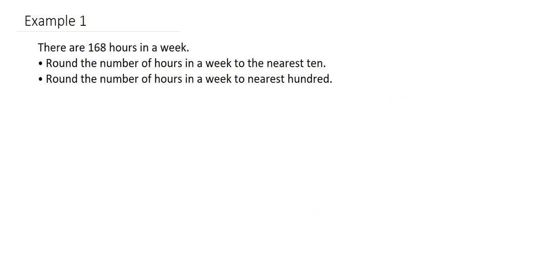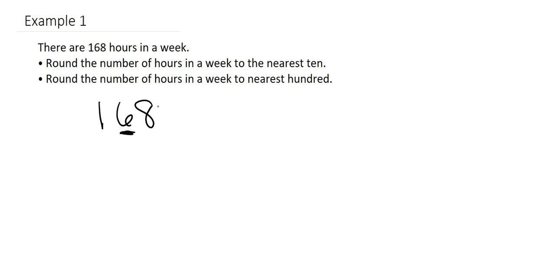Example 1. There are 168 hours in a week. Round the number of hours in a week to the nearest 10. If we need to round to the nearest 10, we need to find the tens and underline that. The first number on the far right is the ones. We move to the left, and that's our tens. So we underline the tens because that's where we're going to round.